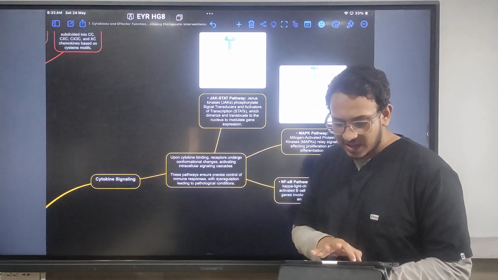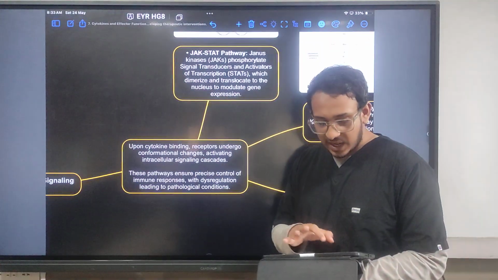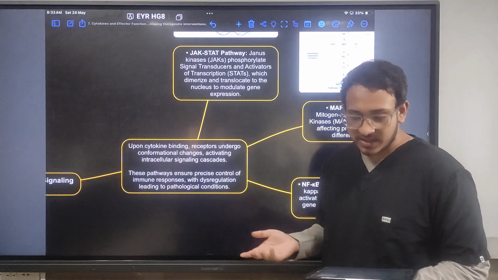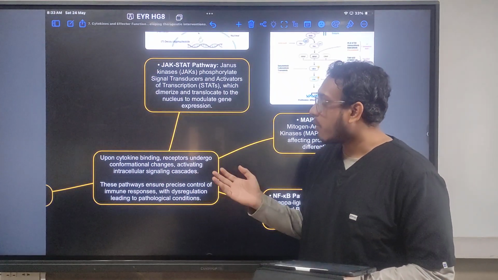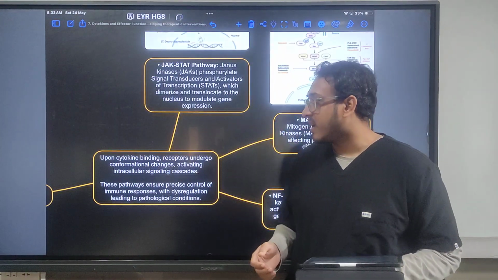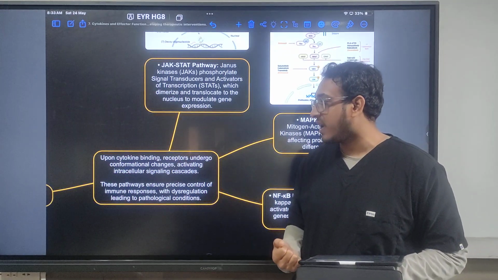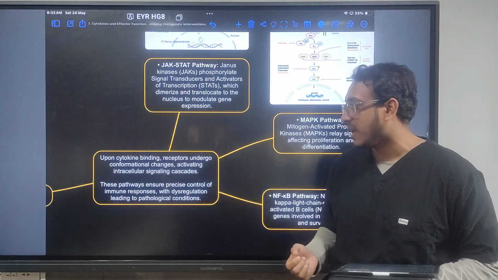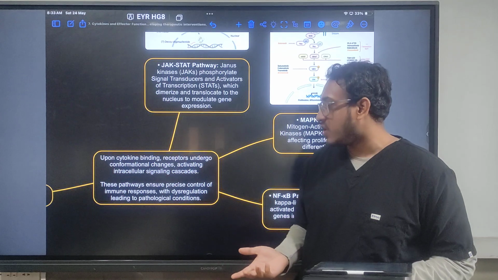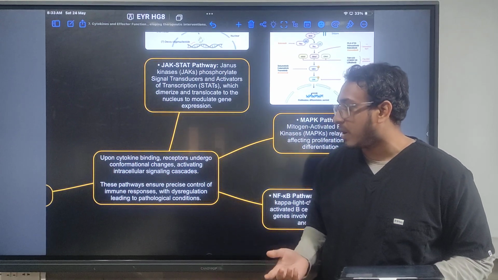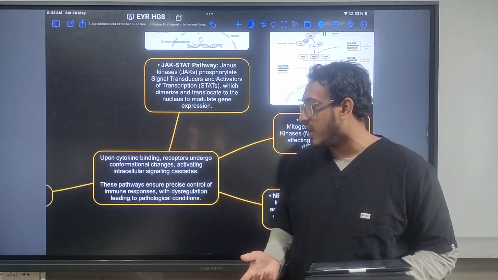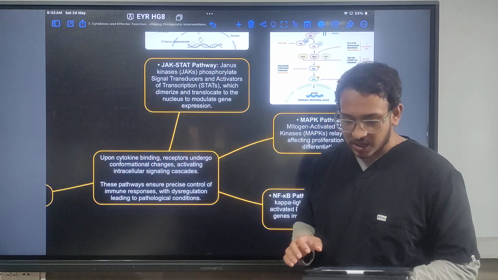So how does the signaling occur? There are basically three pathways that we will see today, the most common of them. Upon cytokine binding, receptors undergo conformational changes, activating intracellular signaling cascades. These pathways ensure precise control of immune response, with dysregulation leading to pathological conditions.